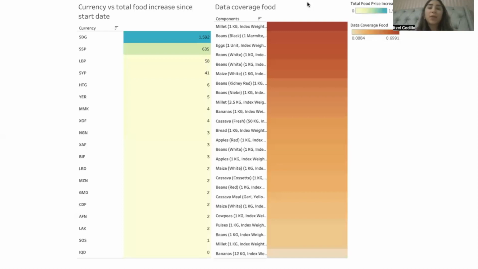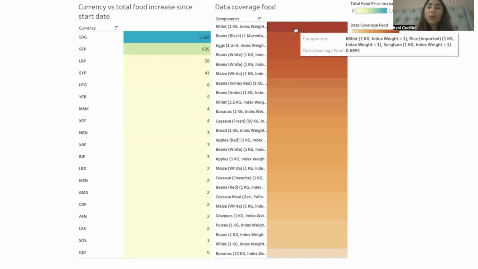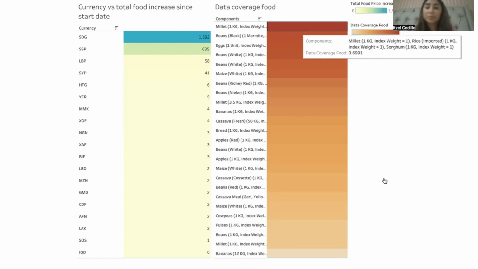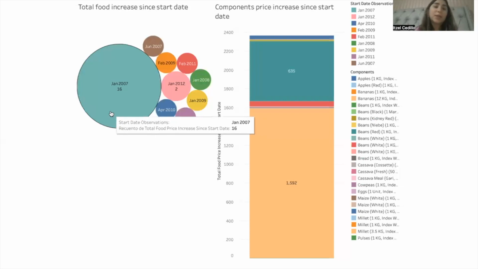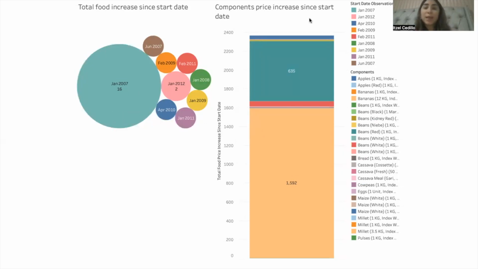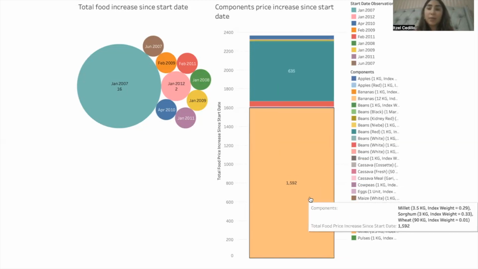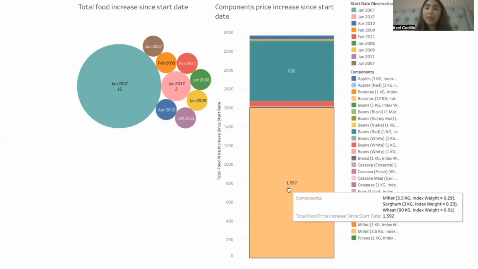Then we have our data coverage food, which means that the food where we have more information is millet, rice, and sorghum. Then we have our total food increase in start date. We can see that January 2007 was the year when food increased the most. And for components, the components that increased their price the most were millet, sorghum, and wheat.